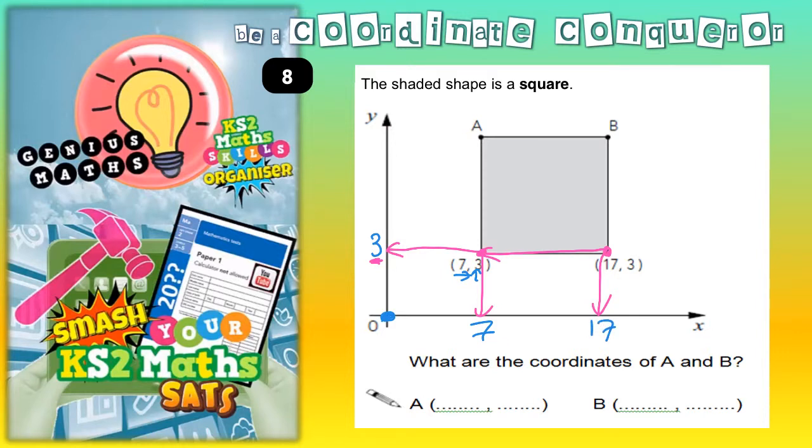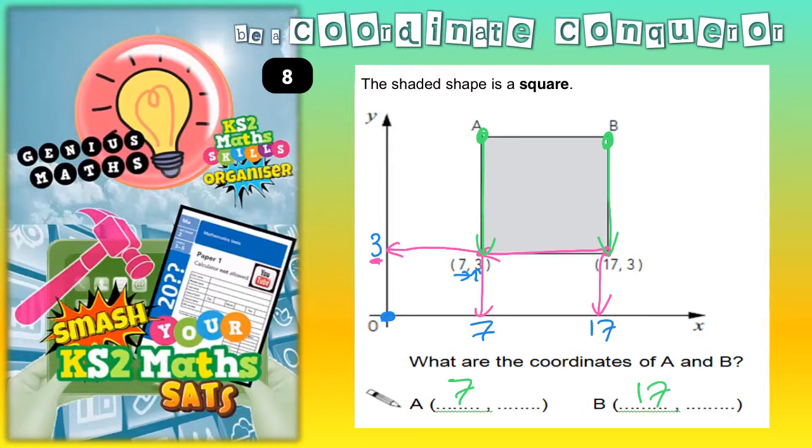Now, using what we've done so far, we can figure out the missing numbers. Because point A is going to be level with the 7 along. So point A is 7 along, and point B is level with the 17 along. Point B is 17 along. But what we haven't done yet is figure out how far up the stairs those 2 points are.